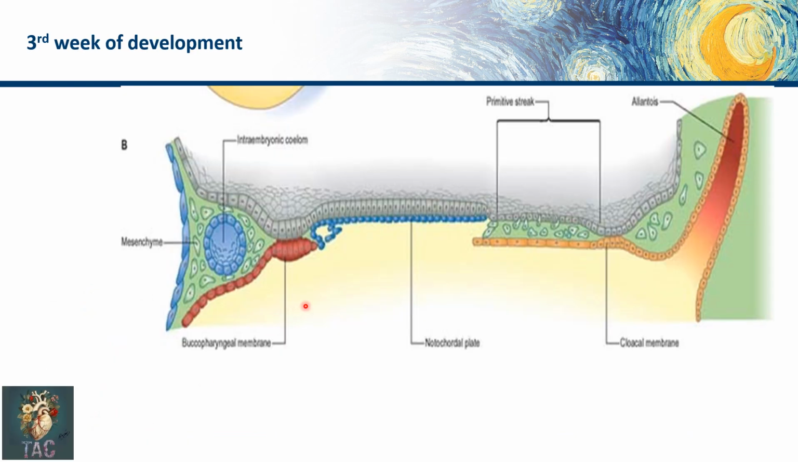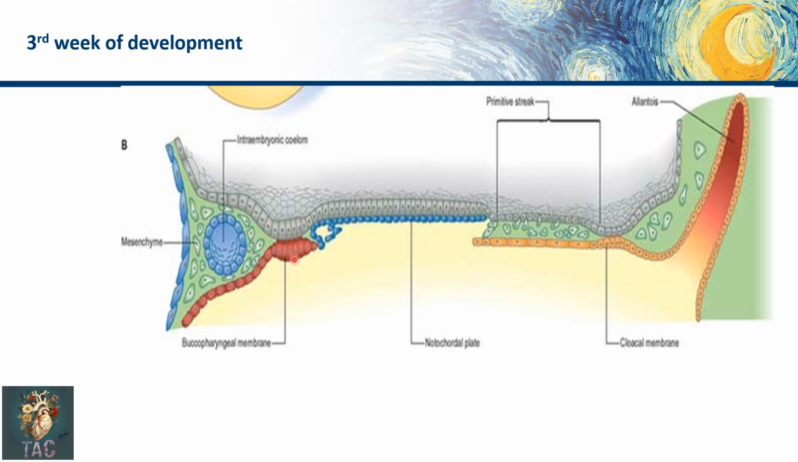So to revise today's whole lecture, the events which occur in the third week of development: first was the formation of the primitive streak, then the formation of the notochord, and then by the process of gastrulation, the epiblast cells form all the three germ layers. So you can see this is the surface ectoderm which is forming, which will later on also form the neural tube. Here you can see the neural groove as well.